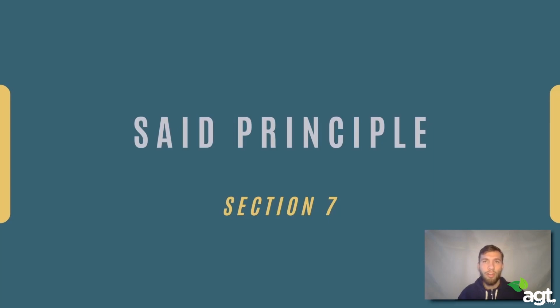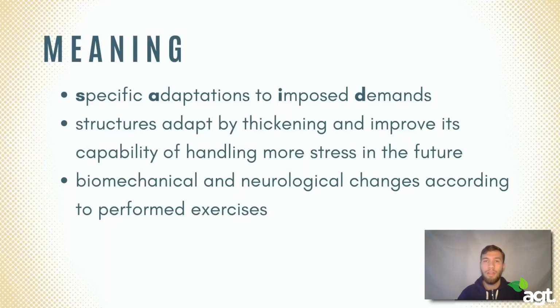Another principle that's related to training and training adaptations is the SAID principle. The SAID principle, what it stands for is specific adaptations to imposed demands. That means when you're training consistently, when you're training regularly, and you're making use of that supercompensation model that we talked about, the structures of your body, like the muscles, the tendons, the ligaments, the bones, all of those structures, they're gonna adapt to the demand that they were imposed to by thickening and therefore improving their capability of handling even more stress in the future.